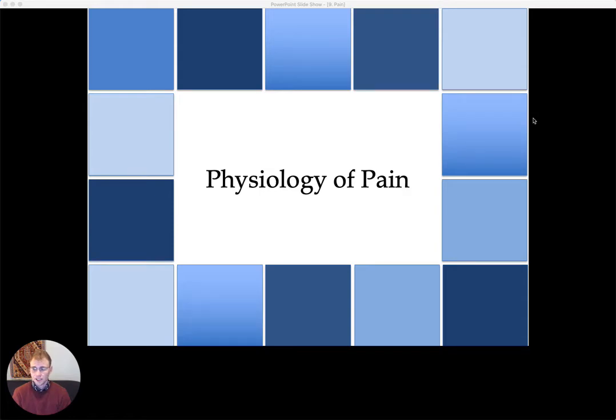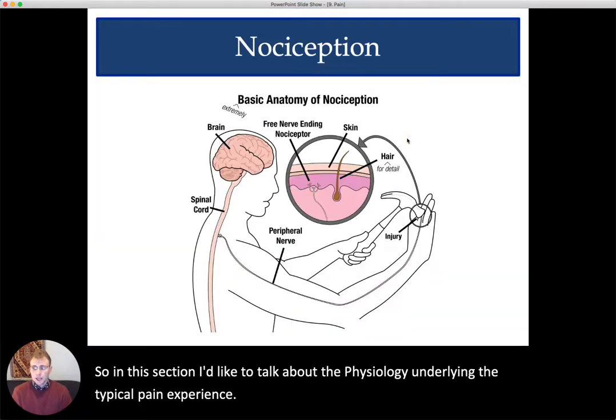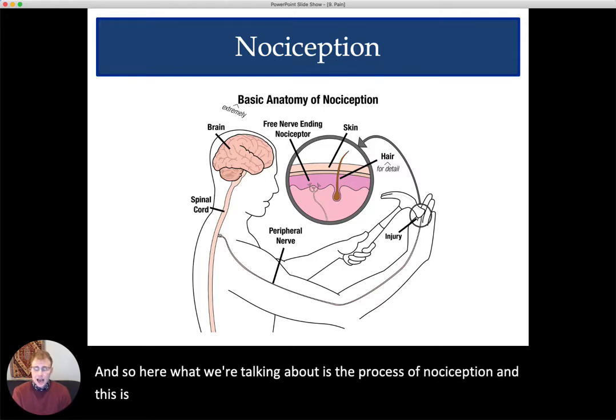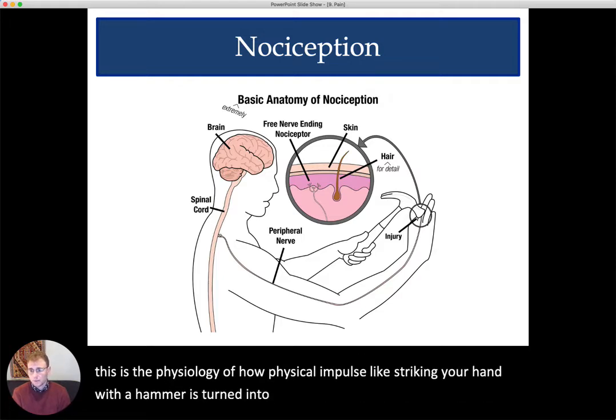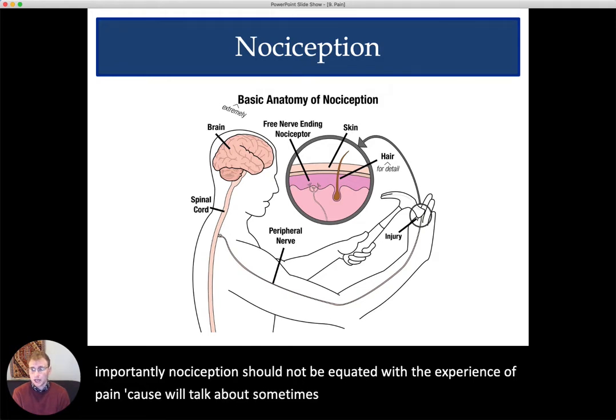So in this section, I'd like to talk about the physiology underlying the typical pain experience. Here we'll be talking about the process of nociception. This is the physiology of how a physical impulse, like striking your hand with a hammer, is turned into a perception of pain in the brain. Importantly, nociception should not be equated with the experience of pain, because as we'll talk about, sometimes we experience pain even without some type of tissue injury or damage.